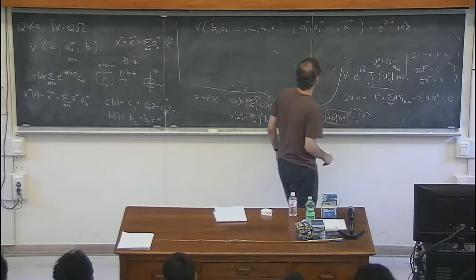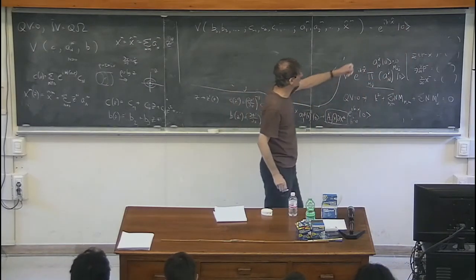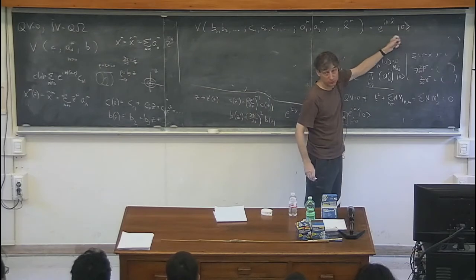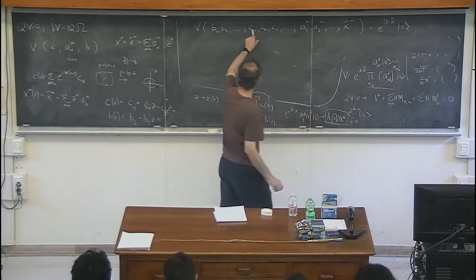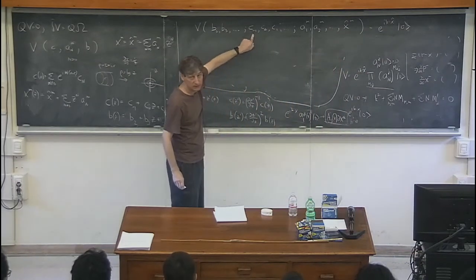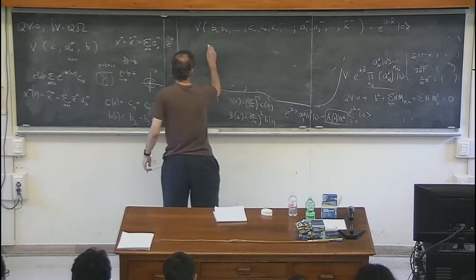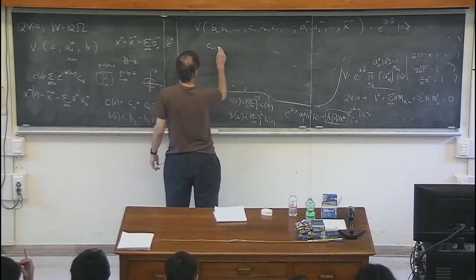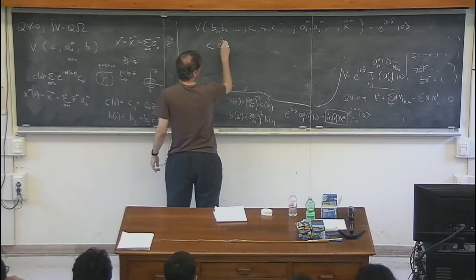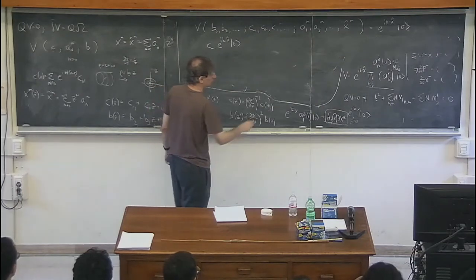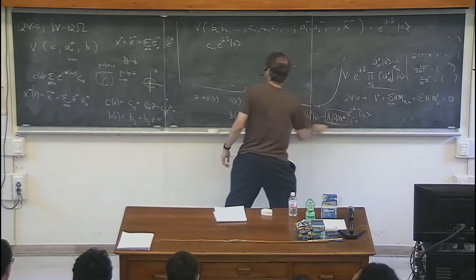But this is actually not the state of lowest mass squared, because, as I said, there are some objects here which have -1. So there's another state you can construct, which is just C_{-1} e^{ik·x̂} on |0⟩. If you do the computation here, you'll get k² = -1.